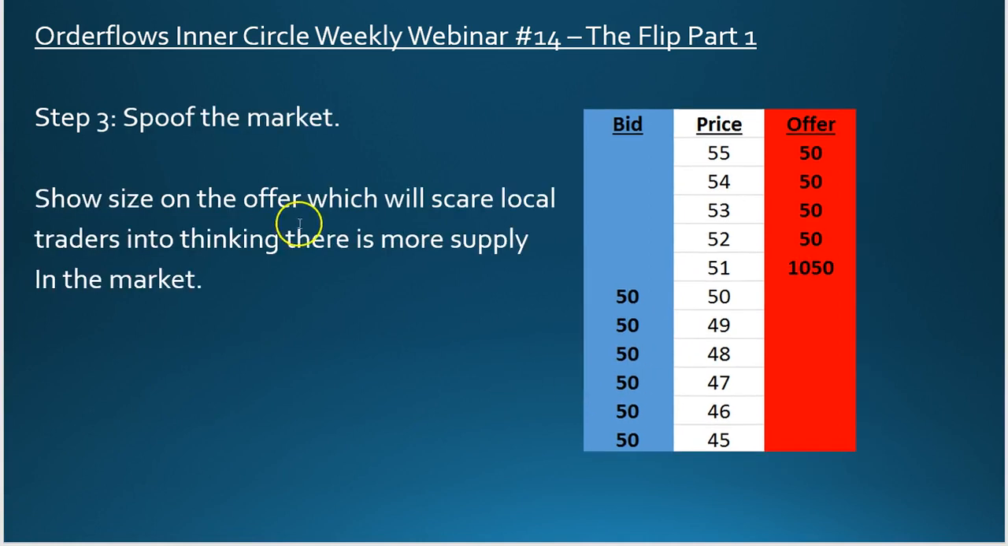So what are you going to do? You're going to spoof the market. You're going to show size on the offer. Now, this is just a basic, elementary example. There are a lot trickier ways to do it. But, just for basic understanding, I want you guys to understand how spoofing works and why it's illegal. I'm not saying to do it. Most people aren't going to do it.